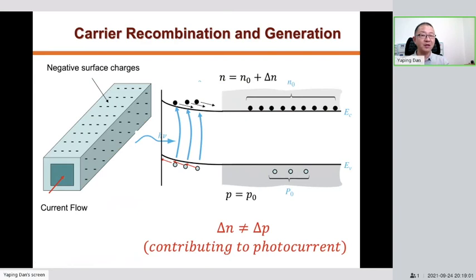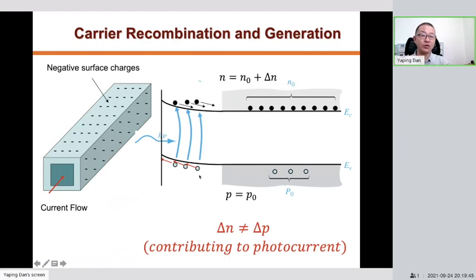But the current only flows inside the channel, and the charge carriers are electrons. So when we are calculating the photocurrent or the conductivity change, we actually measure the majority carrier concentration change. The excess majority carrier change only comes from the extra electrons, not extra holes.